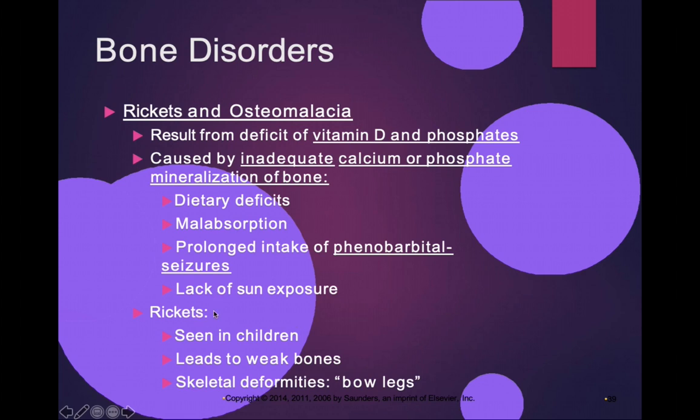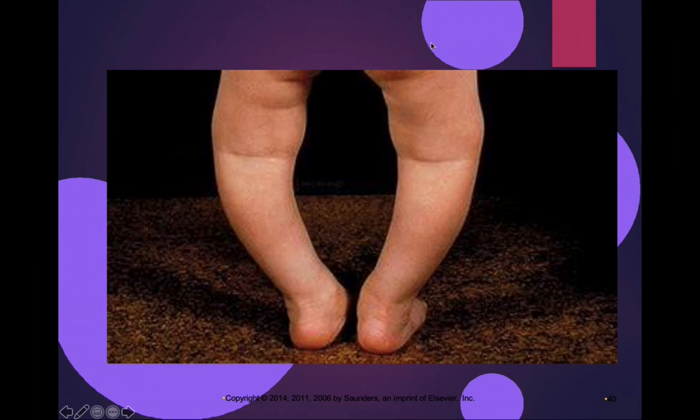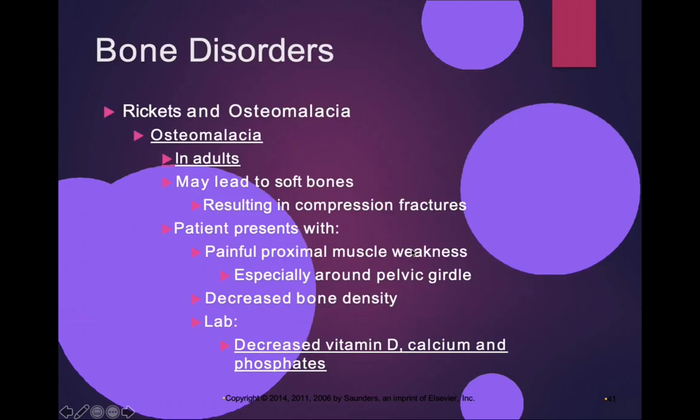Okay, rickets is seen in children. Okay, osteomalacia, we see it in adults. Rickets is going to lead to weak bones, and it will create this bow-legged deformity because think of the legs as struts. And it's keeping the body upright. But when they're weak and you have weight pushing down, it's going to bend and bow these out. So these are called bowed legs.